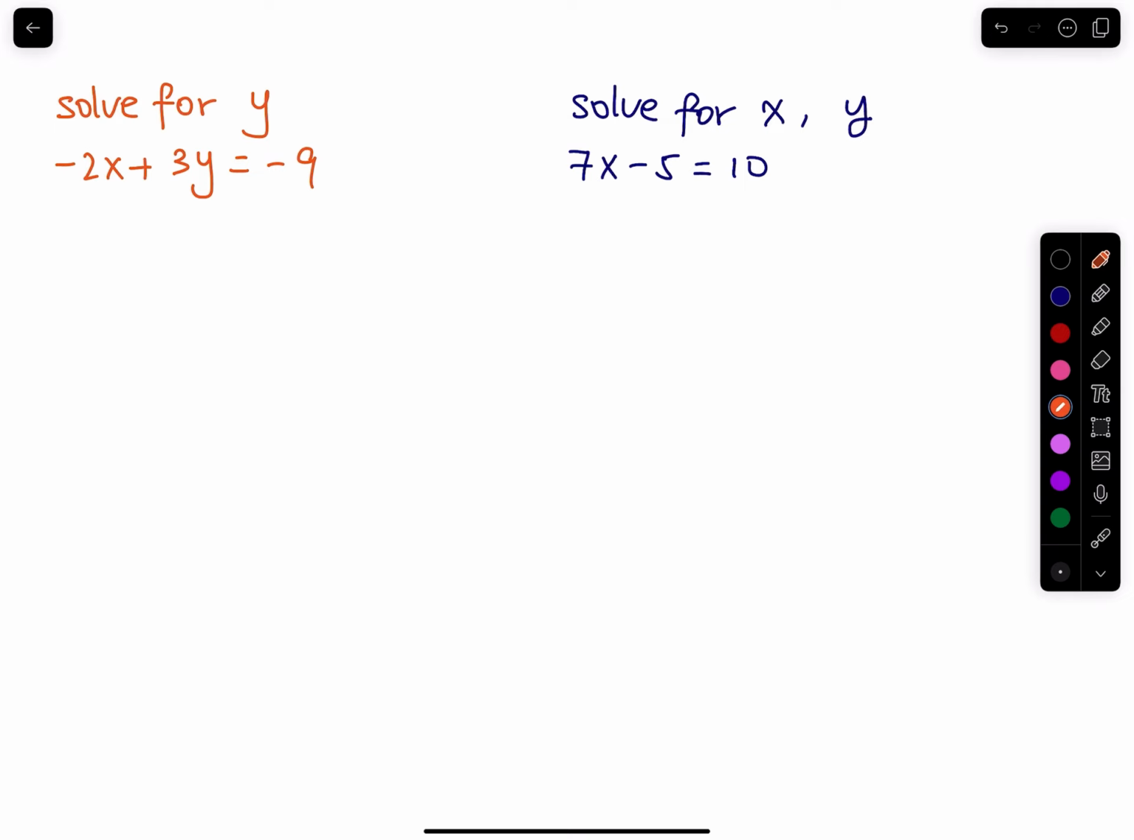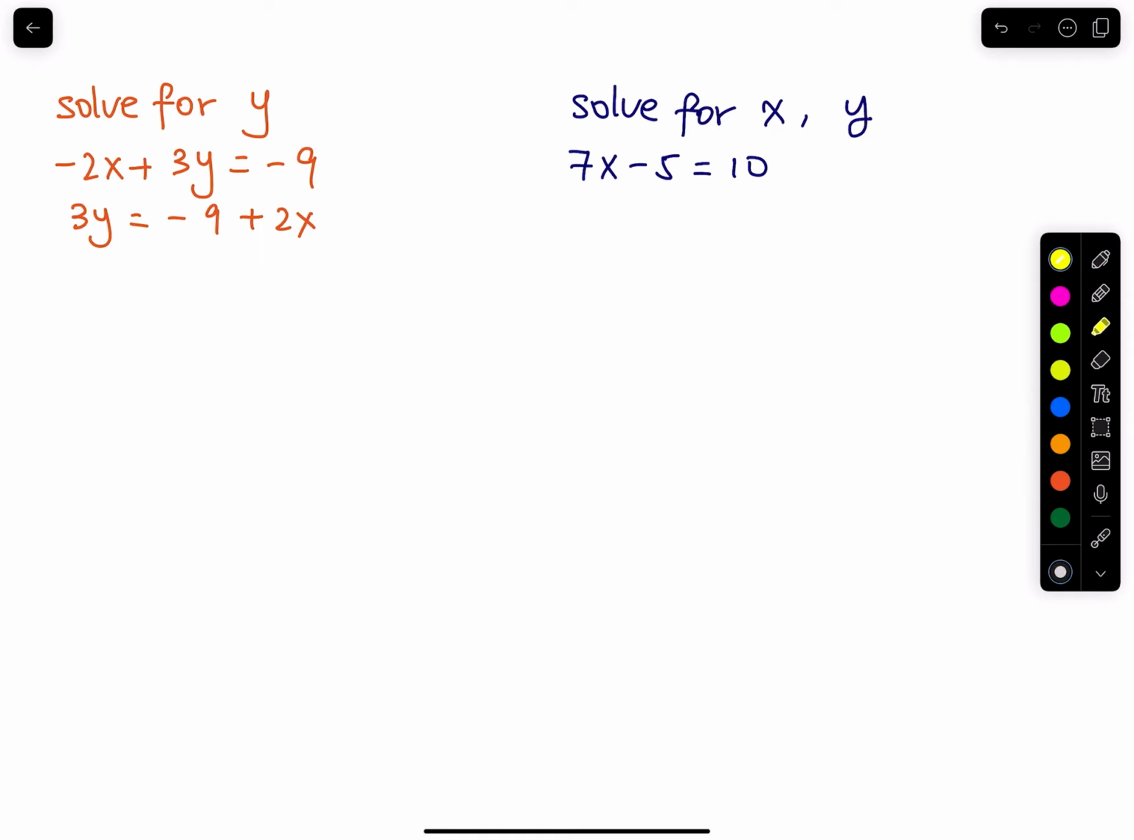What does that mean? Solve for y means you want to have y on one side. To make things simple, I will just keep the y on the left hand side. Either one is fine. You can keep the y on the right hand side. To keep the y on the left hand side, I am going to isolate the 3y on one side. That means I have to add 2x on both sides. Negative 9 plus 2x. And then you divide both sides by 3.